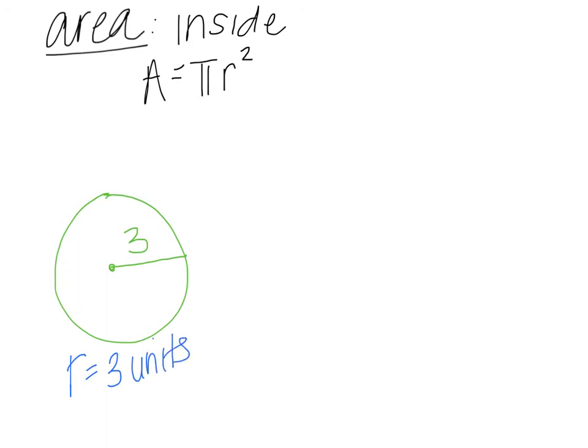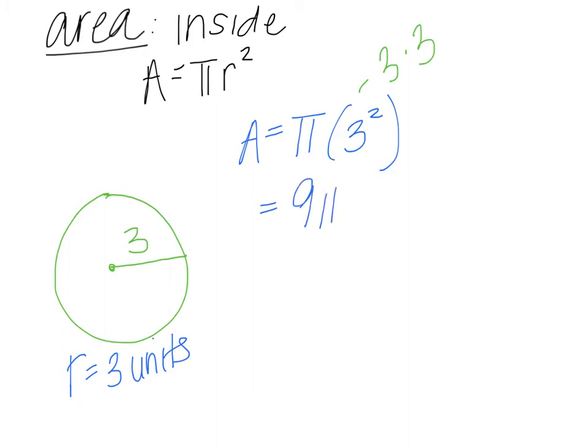So what I'm going to do is, using the formula, plug in 3 for r. So area equals pi times 3 squared. Now remember, this means 3 times 3, not 3 times 2. So I'm going to rewrite this, and 3 times 3 is 9, so 9 pi. Remember, any time we see pi, we're going to use 3.14, and let's round to the nearest tenths again.